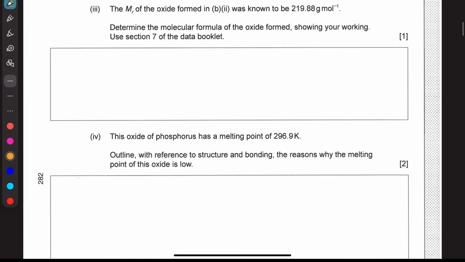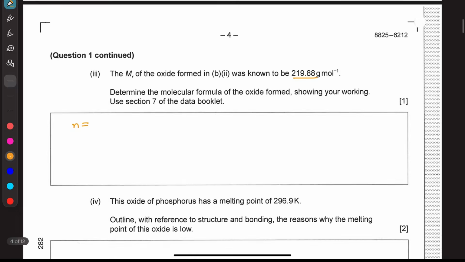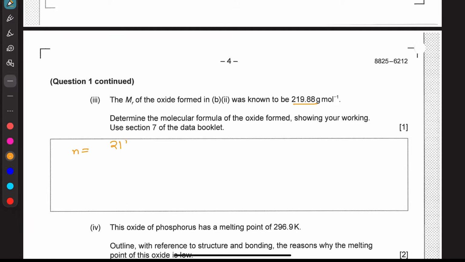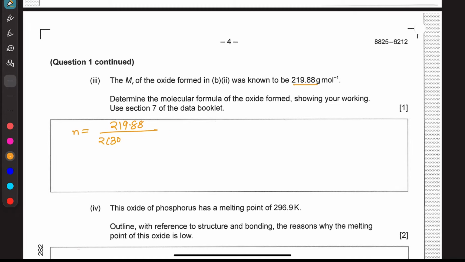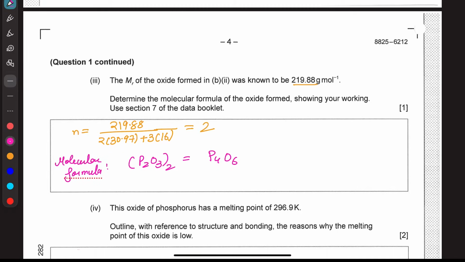Now, the molecular mass is given. We have to find the molecular formula. So basically, we have to find n, which is the molecular mass divided by the empirical formula mass. Molecular mass is 219.88. Empirical formula mass, you have P2O3, 2 times the molar mass of phosphorus plus 3 times the molar mass of oxygen. You do this, you get 2. So the molecular formula would be P2O3 taken twice, which becomes P4O6. That's the answer to part 3.